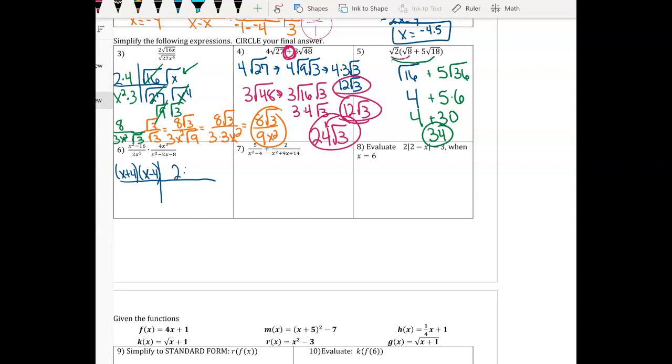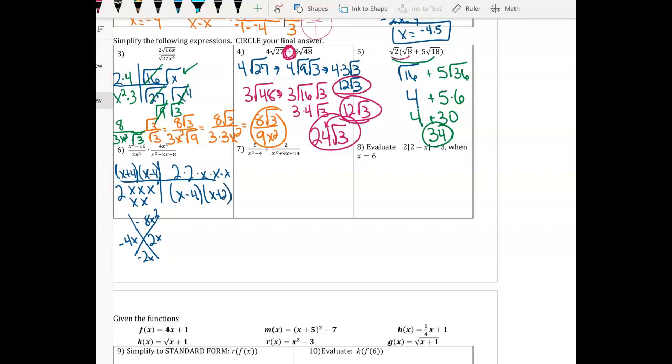4x squared, I'll break into 2x, x. 2x to the fifth will become 2 with 5 x's. And the x squared minus 8, if you need help factoring, you'll need factors of negative 8 that make negative 2. And that's going to be a negative 4 and a positive 2. So I'm going to get x minus 4 and x plus 2.